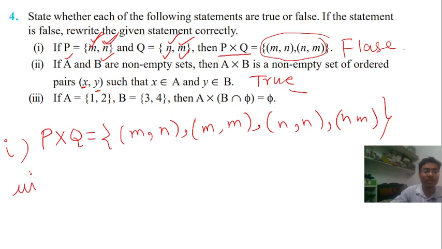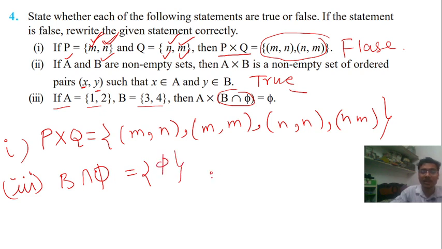Coming to question number 3 here. If A is 1, 3 and B is 3, 4, then A cross B intersection phi is phi. Okay. So first we will have to find B intersection phi. The intersection of any set with phi is obviously phi, and now we will have to cross multiply this with set A, and set A is here 1, 3, and again we will cross it with this.